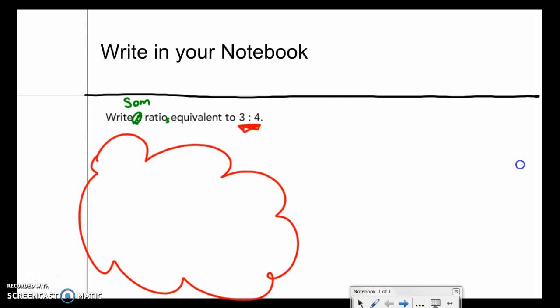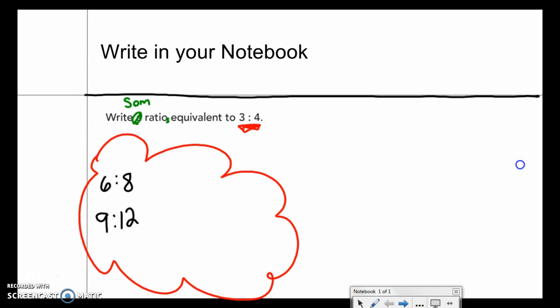So what if I wanted to double 3 to 4? Again, if you're going to double it, you have to multiply both numbers by the same amount. 3 doubled would be 6. 4 doubled, well, if you guys know that by now, is 8. 6 to 8 is the same thing as 3 to 4. Okay? What if you want to triple it? That'd be 9 to 12.